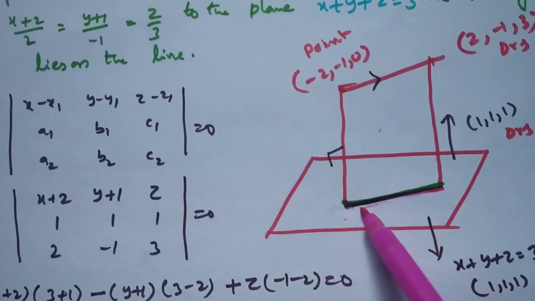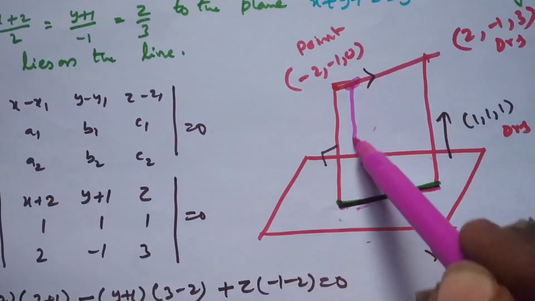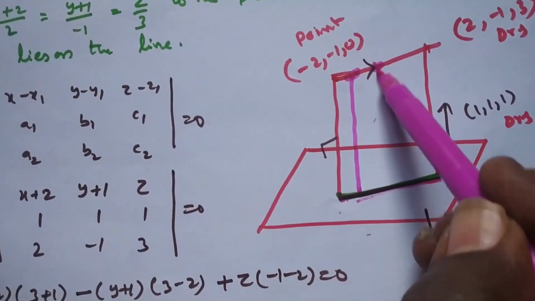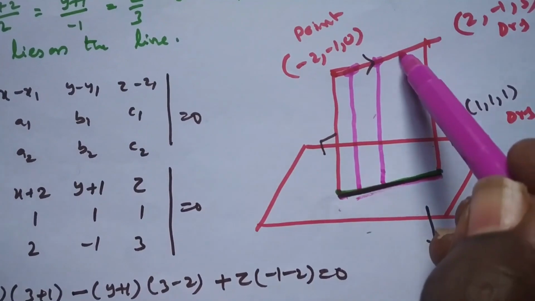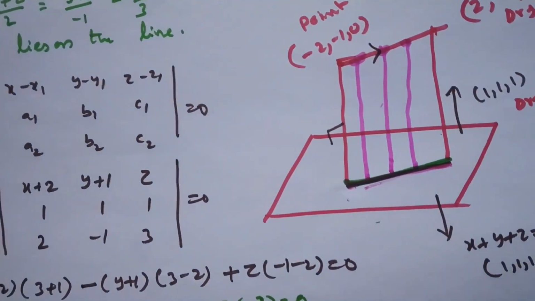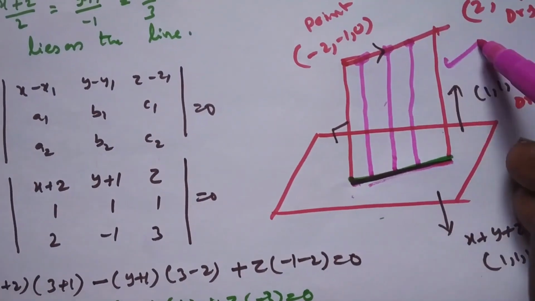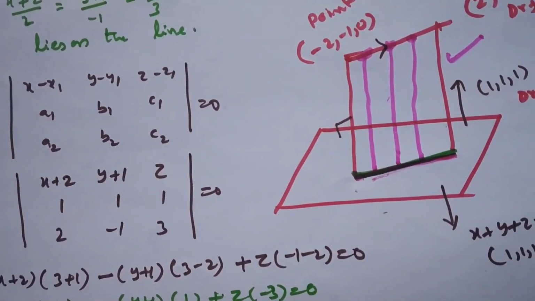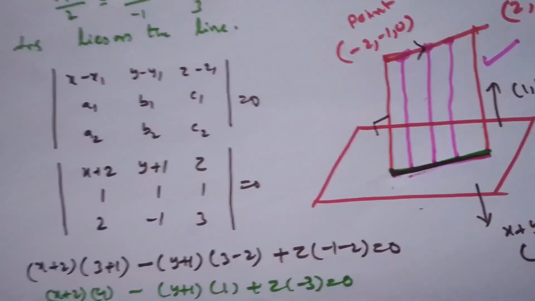This is my required locus. The locus of foot of perpendiculars drawn from the points on the line to the plane. Here I am not using any foot of the perpendicular formula, etc. Just find the plane equation and find the line of intersection as we discussed earlier.